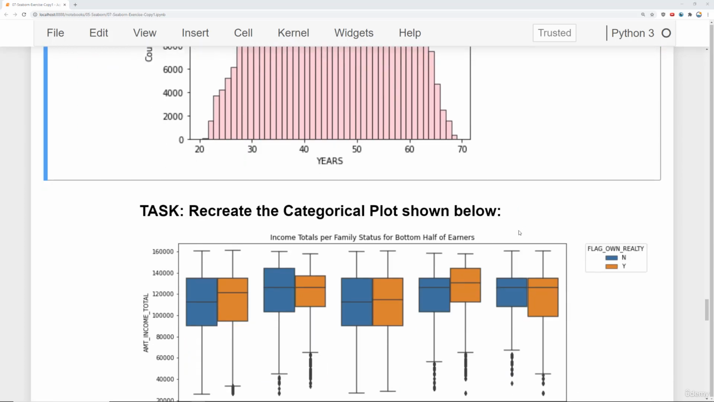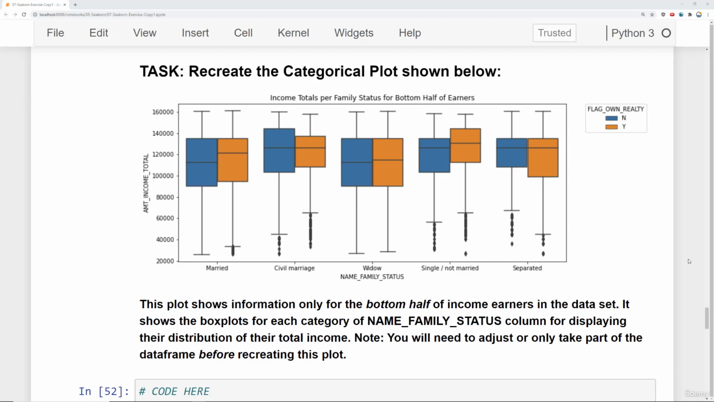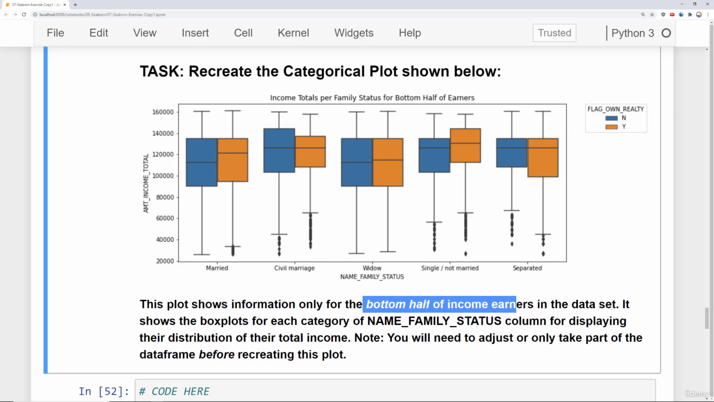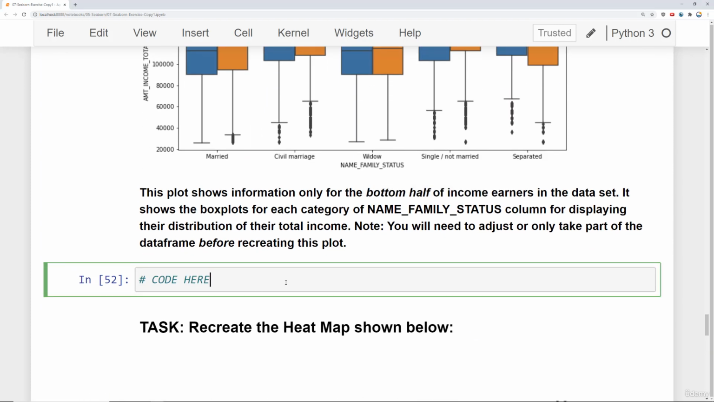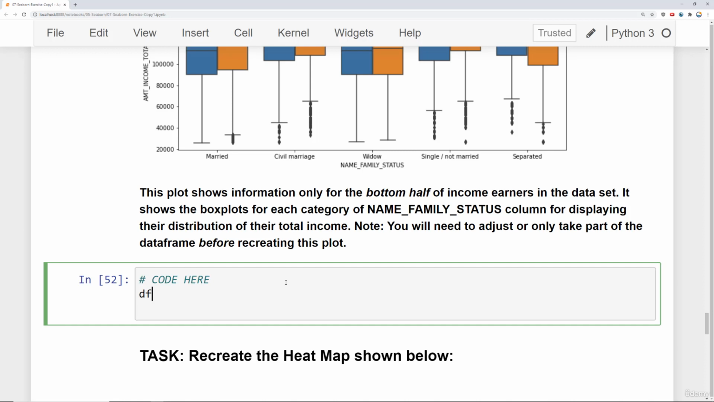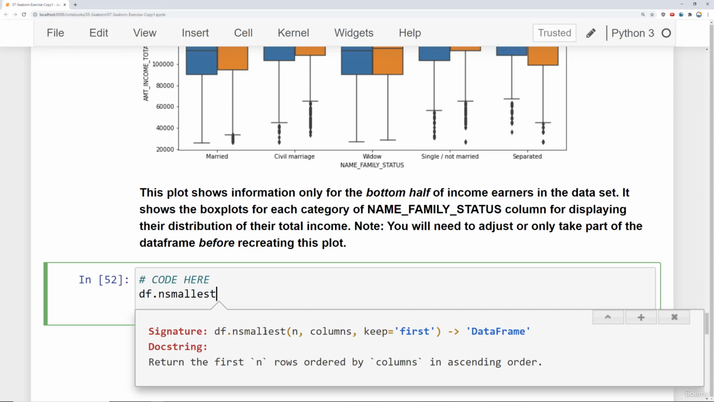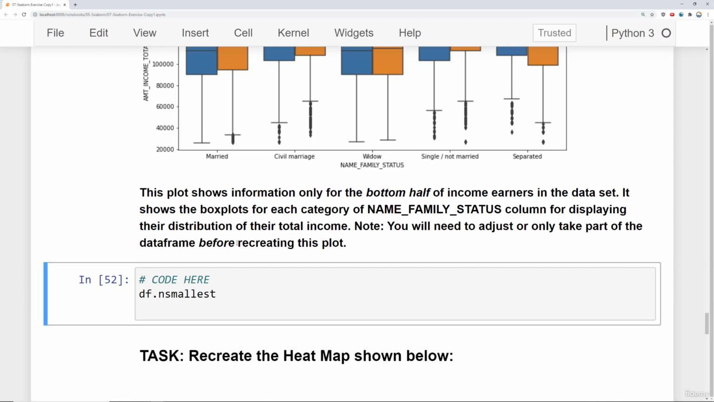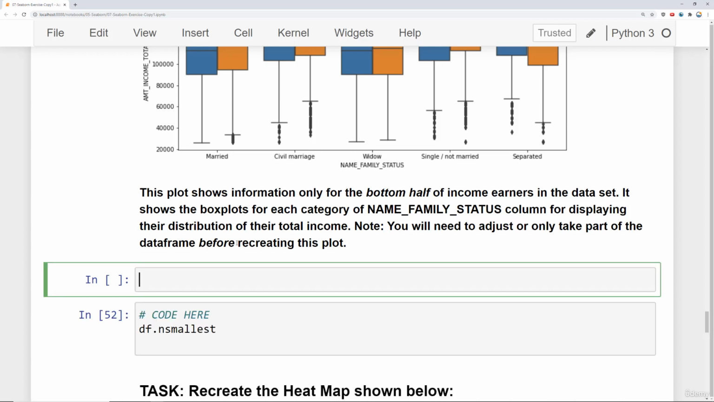All right, moving along, recreating this categorical plot shown below. So the hard part about this one is we're only showing the bottom half of income earners. So that means we have to actually get a separate data frame for only the bottom half. There are tons of different ways you can do this, but one way, if you remember the methods on our data frame, we have this n smallest method, which recall is going to return only the first n rows ordered by a particular column. So what we can do here is the following. And again, this is not the only way to do this. There are many ways. You could just say sort by and then take half of it.